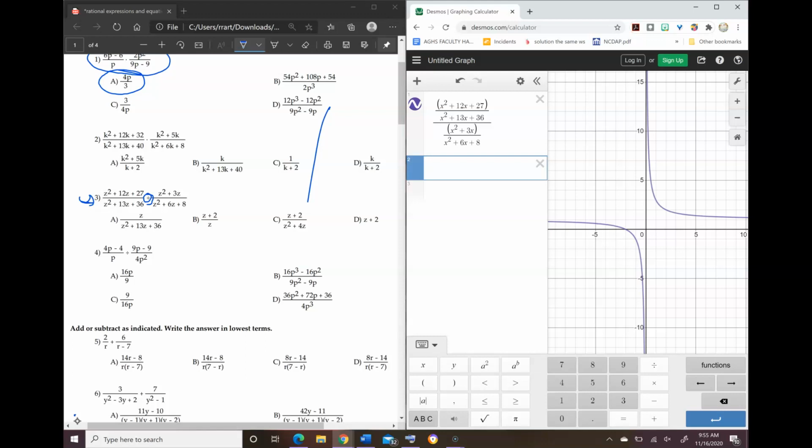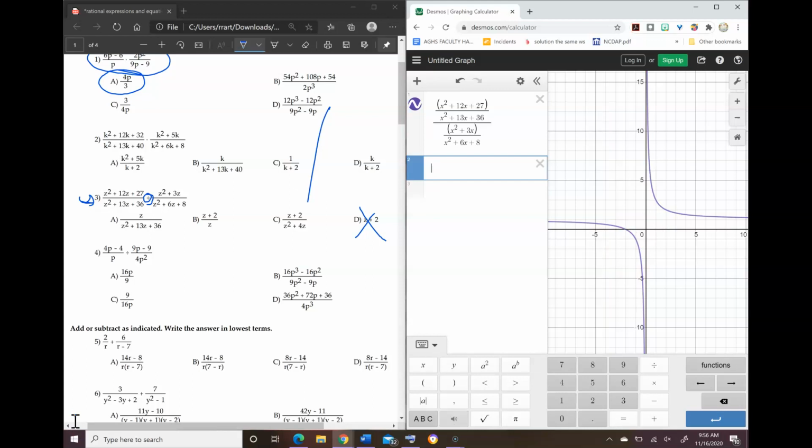If you want to start with the ones that are easier to type in, that's fine. Like you start with D, x plus 2, which is linear, so you should know that's not going to be it. So D's not it. We exit it out. Now I'm going to do x plus 2, watch it be A, divided by x squared plus 4x. All right, that's not the same graph. So we're going to exit that one out.